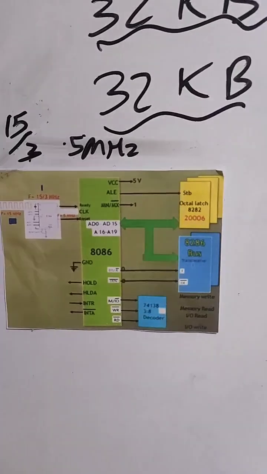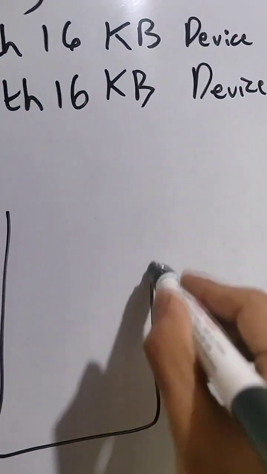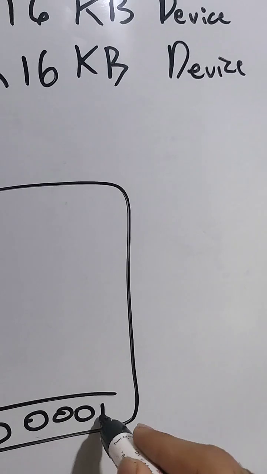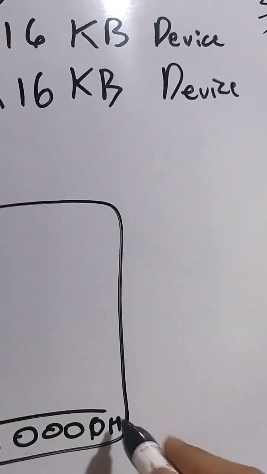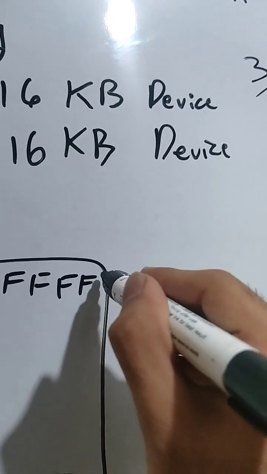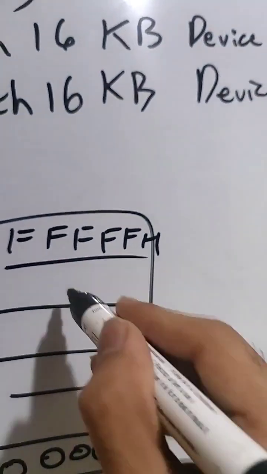Okay. Now before we get to the actual designing, we need to know one thing. In the 8086, memory locations start from 00000H, five zeros, and they end at FFFFFH, and then all our memory locations are in between.